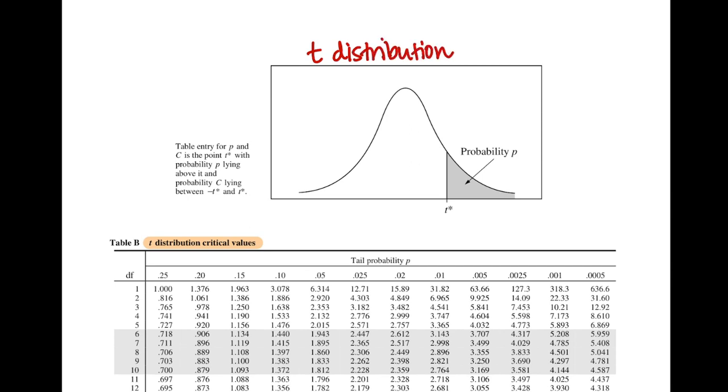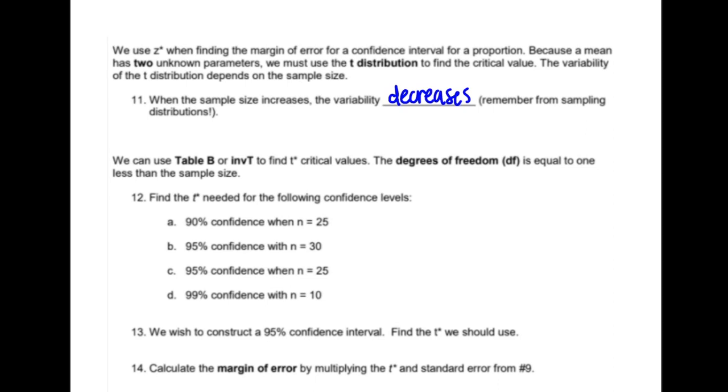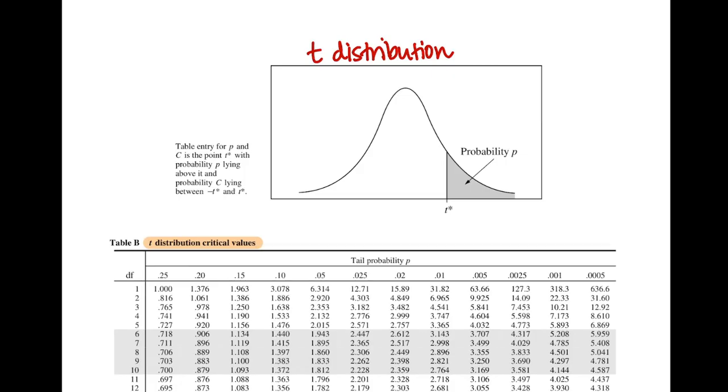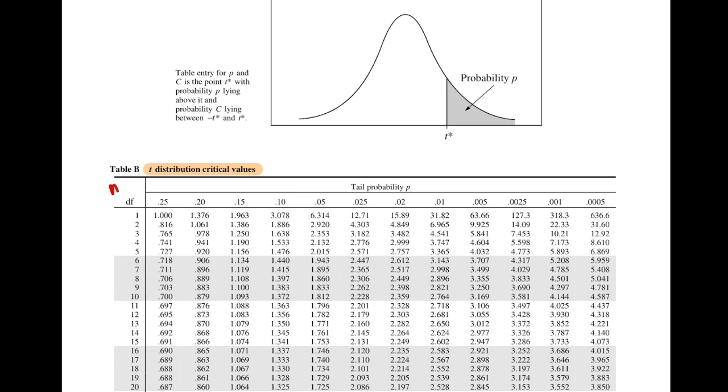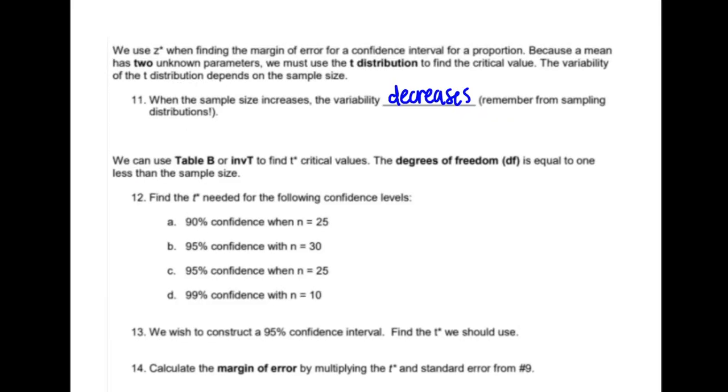And so this worksheet says use table B to find the following, and they tell you that the degrees of freedom column here is equal to your sample size minus 1. So I'm going to go ahead and write that n minus 1 right there above df. Let's just do a couple examples.